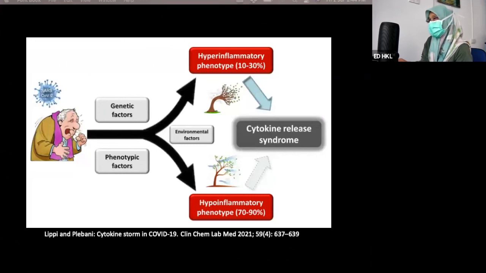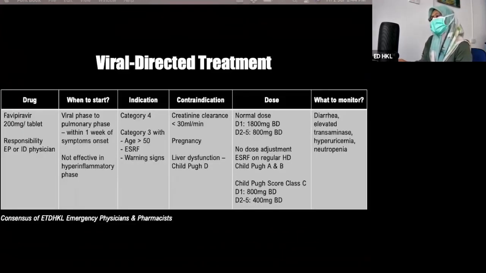For what? For DEXA or for FAQs? FAQs is a specialist item. Specialist decision. So if the patient comes early, day 3, with spike of temperature, and then category 4 requiring oxygen, or category 3 with warning signs, then you tell the specialist. We can start FAQs. But monitor and find out whether the patient has AKI or liver injury. Those are the contraindications.